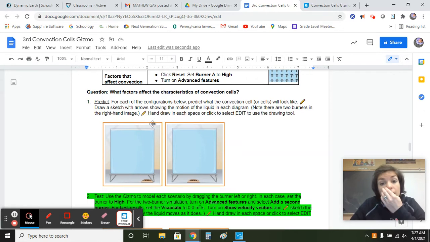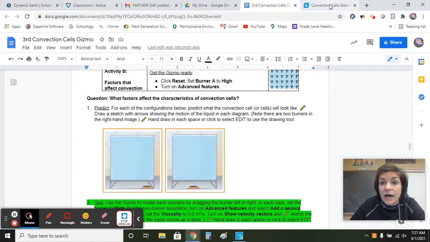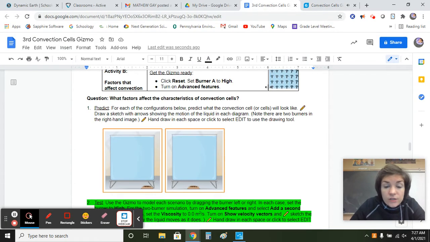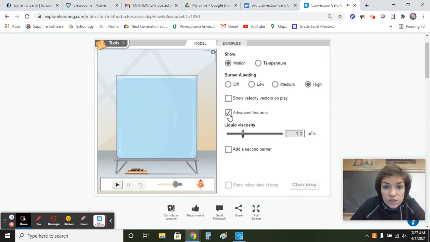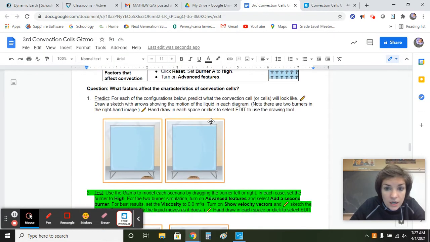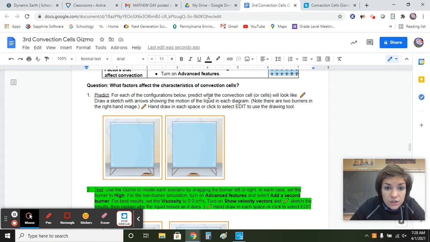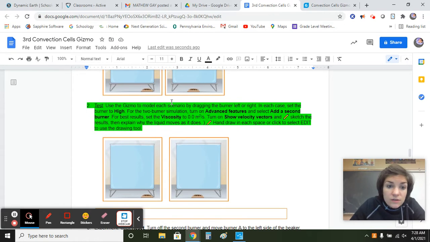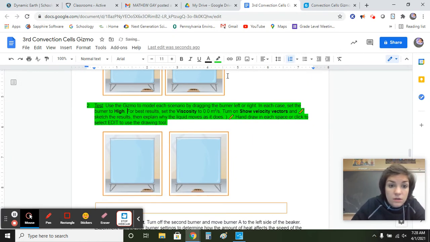We're going to turn the burner on, burner A to high. Let's make sure it's on high. We want to turn on advanced features. For the configuration, we're going to skip this. This is just what you're predicting would happen. Use the gizmo to model each scenario by dragging the burner to the left or right. In each case, set the burner to high. We're not going to do two burners. We're just going to do one.